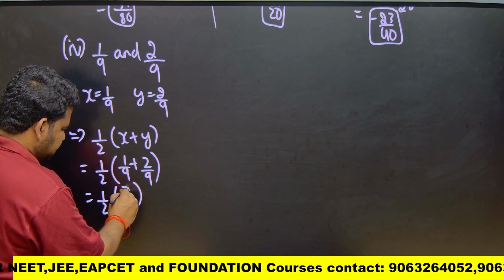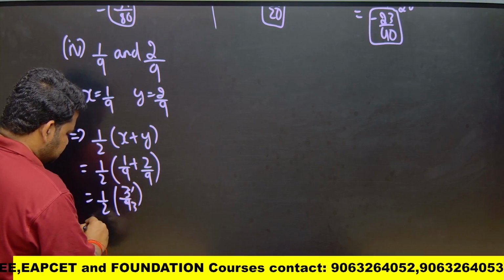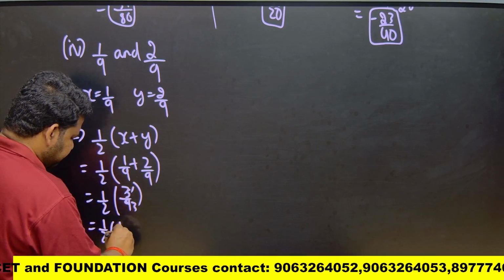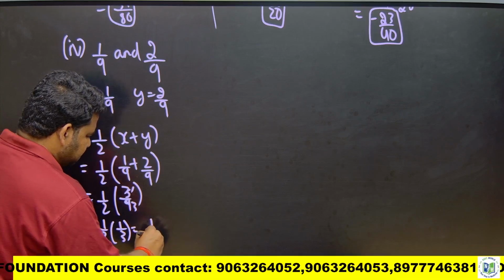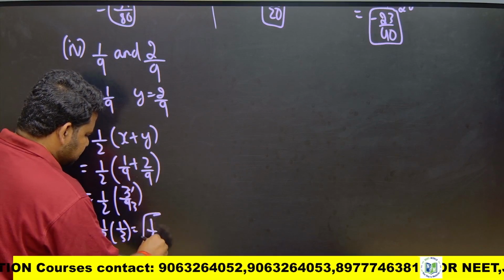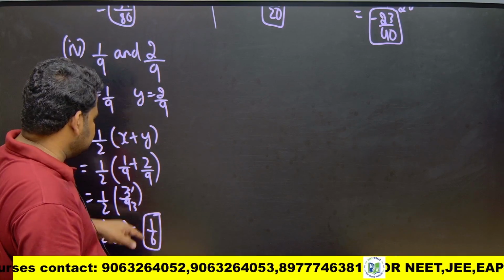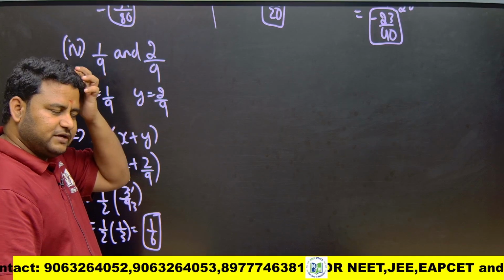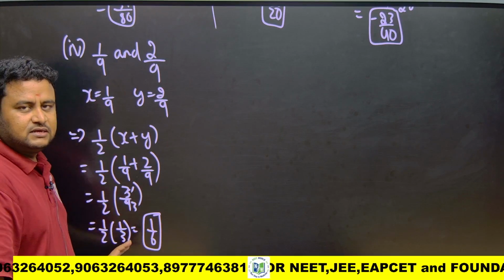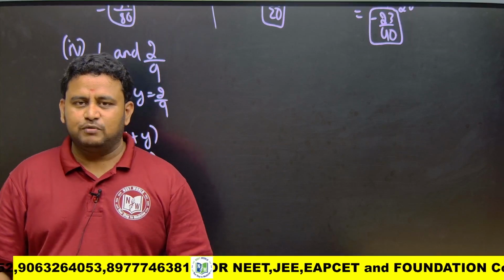So this can be written as, 3 1s are 3, 3 3s are 9, so this will become 1 by 2 into 1 by 3. 1 by 2 into 1 by 3 is 1 by 6. So the rational number between 1 by 9 and 2 by 9 is 1 by 6. This is the way you have to solve these questions. I hope it is clear, friends.